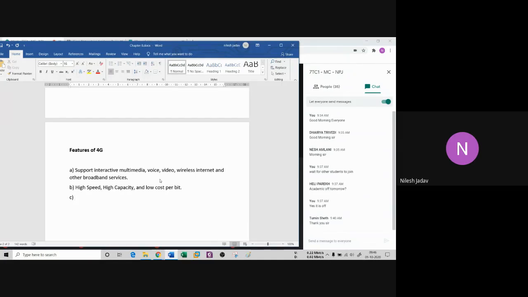So you can also use a 4G connection on your handheld devices such as mobile, laptop, tablet, or palmtop, and likewise. Right, so it provides you global mobility, service portability, and a scalable mobile network.